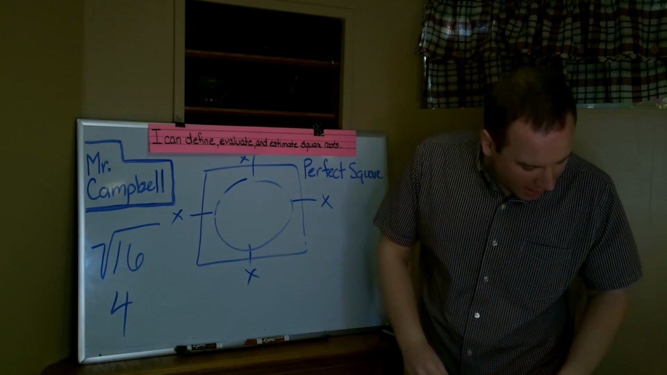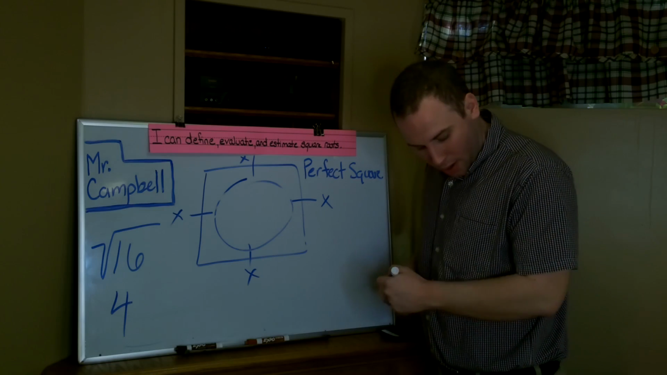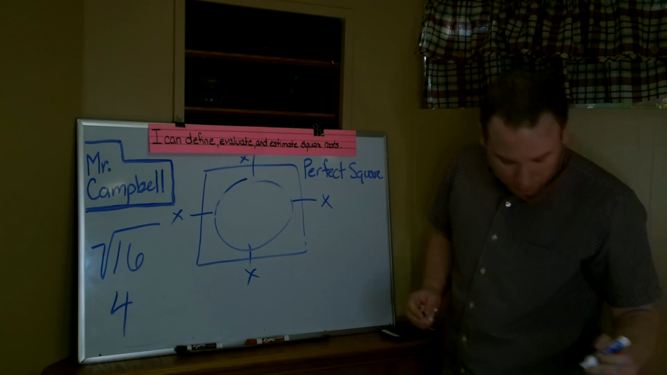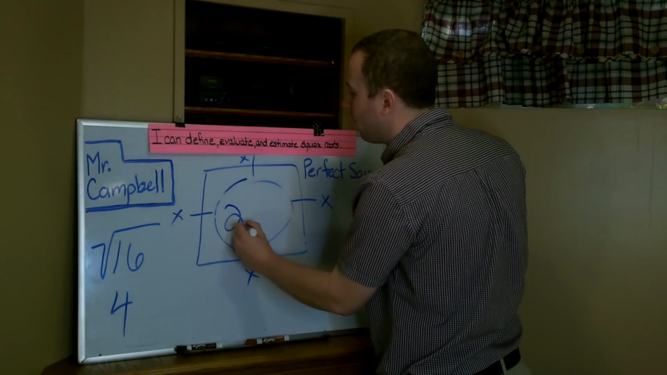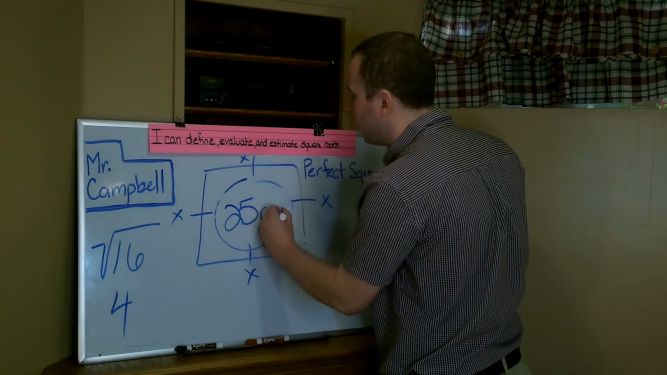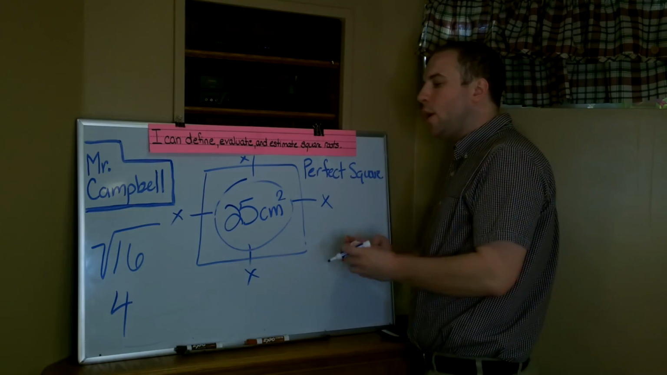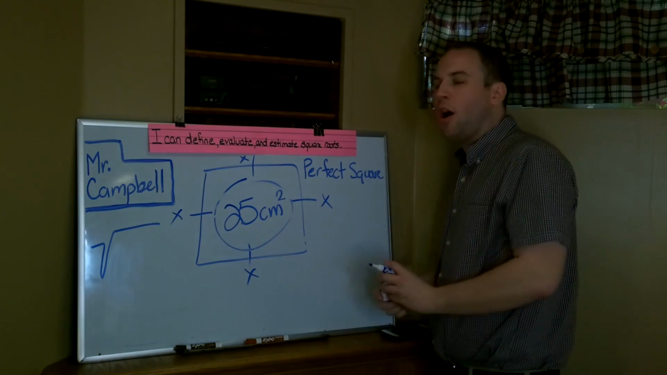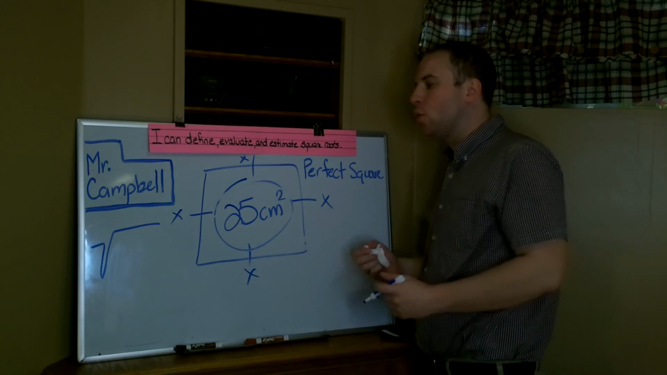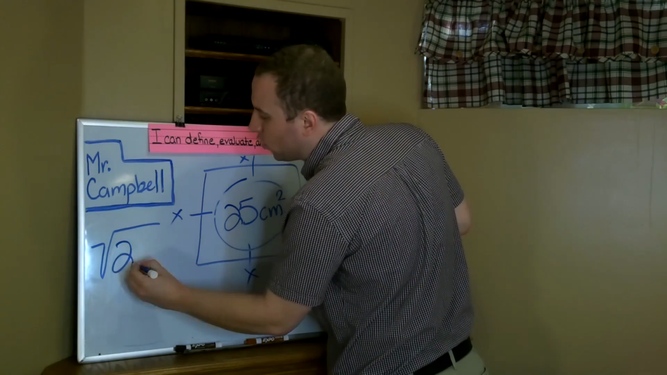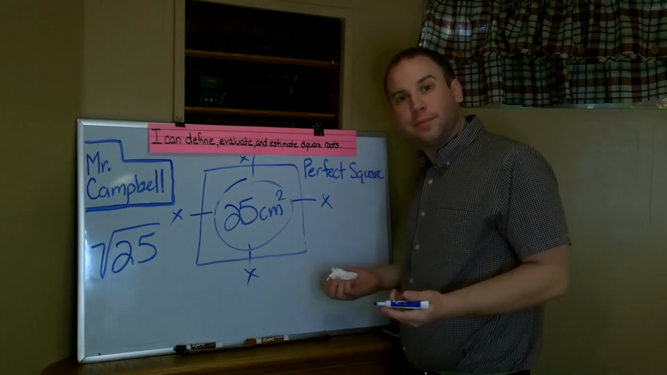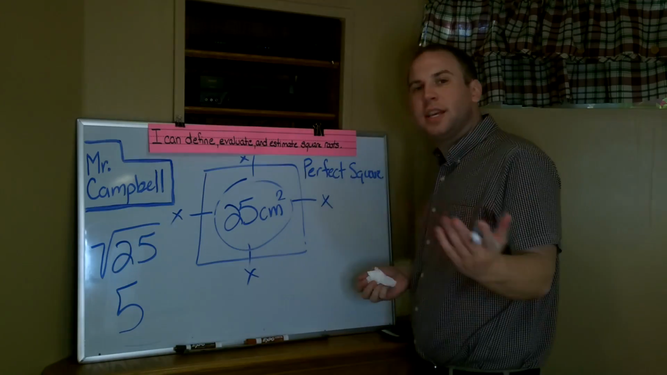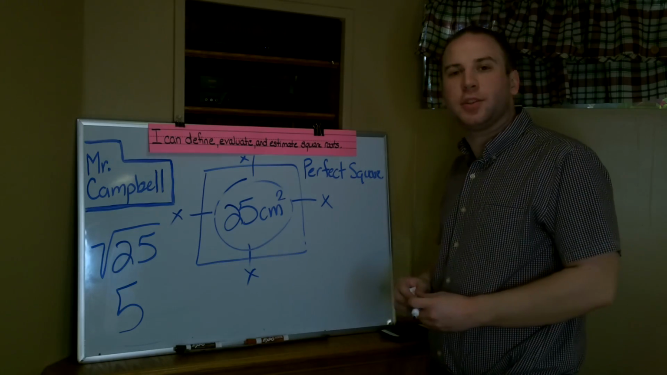Let's say I have the number, say I have the number 25 centimeters squared. And I still want to figure out what x was for all four sides of my square. So I could take the square root of 25, which would end up being a whole number of 5. Because again, 25 is a perfect square.